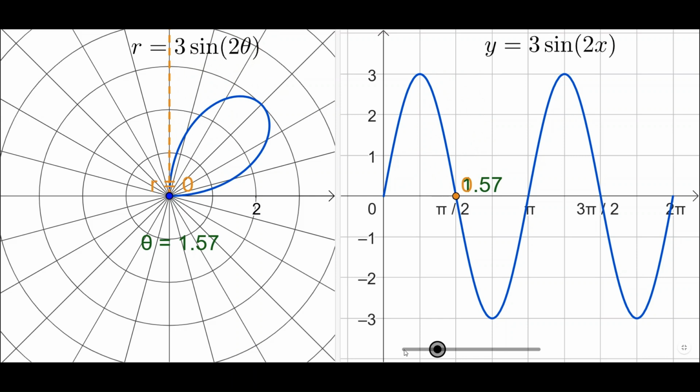And so it creates kind of this loop. Okay, and we're going to see multiple of these loops, which we're going to call petals, and that's why we call it a rose, right? Because a rose is made up of petals.